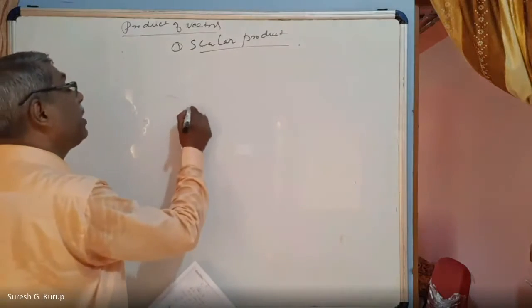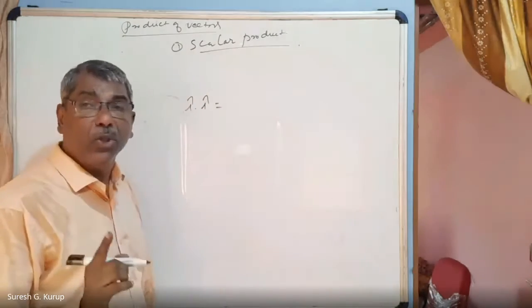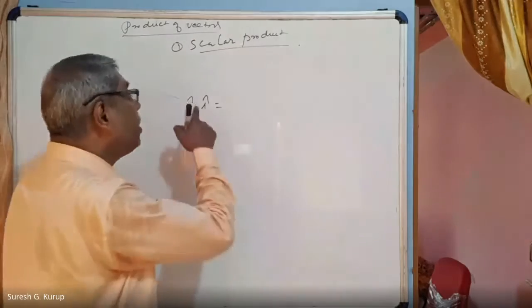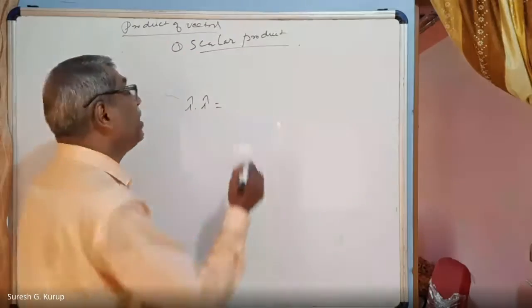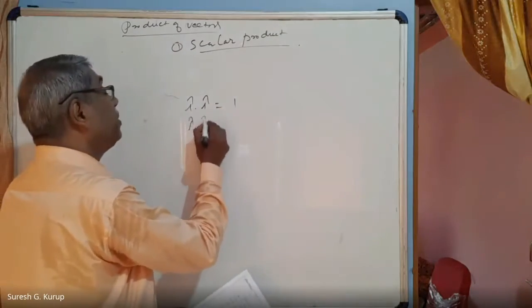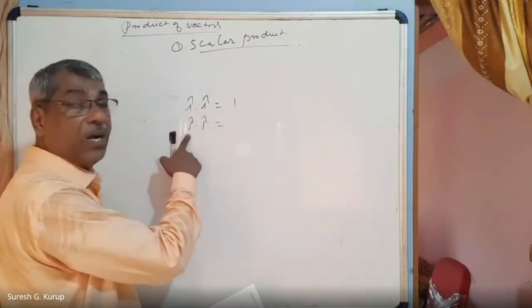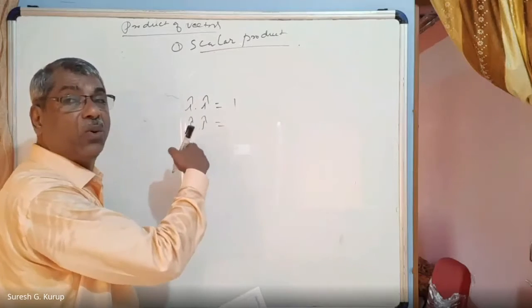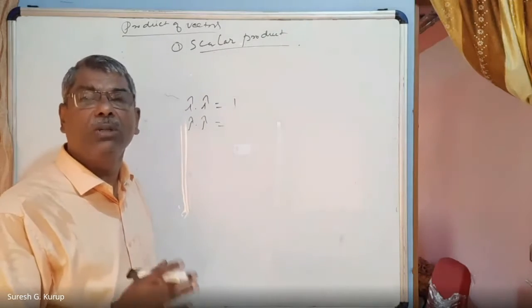That means i dot i. i dot i is equal to the magnitude of i, which is 1, into the magnitude of i, 1, into cos 0. Cos 0 is 1. That is equal to 1. Again, j dot j is also 1: the magnitude of the first vector into the magnitude of the second vector into cosine of the angle between j and j, as they are unit vectors along the y-axis.